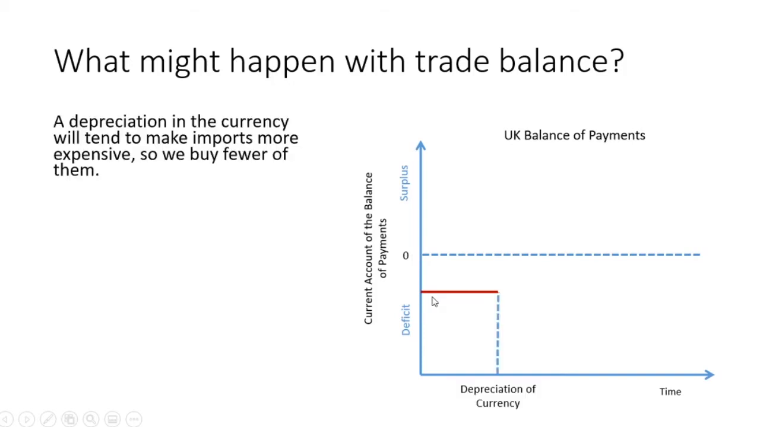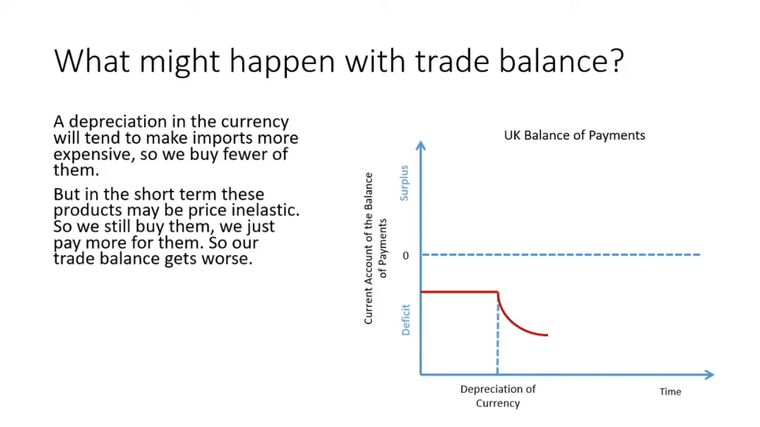If we then say we have a depreciation of the currency, that's this point here, and it's just a point in time that the currency has had a point where it now buys fewer of the other currencies that you're trading with. What this means then is in the short term, the products which you're buying may be inelastic. So therefore, you still want to buy them, but because our currency is depreciated, you have to pay more for them. So you keep buying these things which are more expensive to you, and our trade balance gets worse. That's what you see here in this first little dip, a worsening of the trade balance.